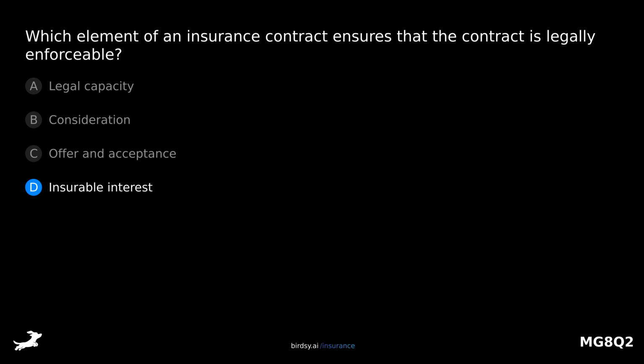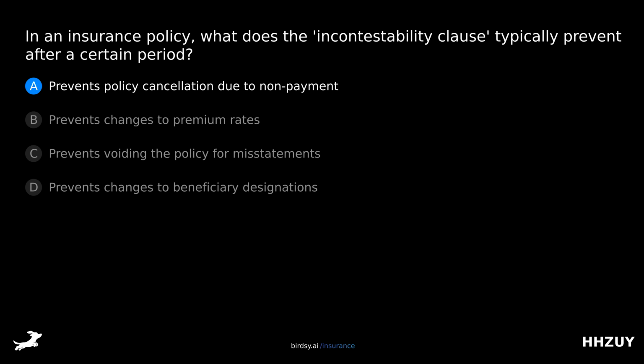Policy clauses and provisions. In an insurance policy, what does the incontestability clause typically prevent after a certain period? Is it A, prevents policy cancellation due to non-payment? B, prevents changes to premium rates? C, prevents voiding the policy for misstatements? Or D, prevents changes to beneficiary designations? The answer is C, prevents voiding the policy for misstatements.